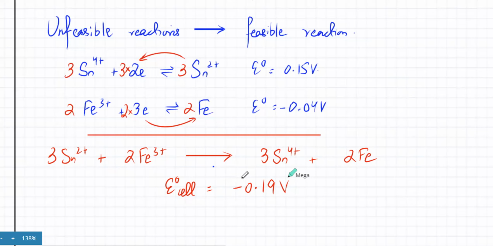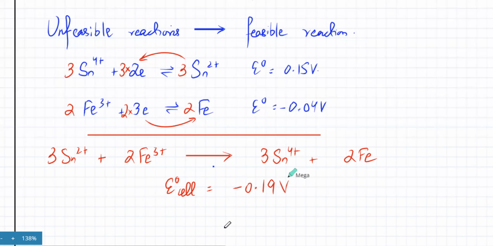So minus indicates that it's unfeasible. It's not going to happen. What minus indicates is that you got the arrow directions wrong. It's going to happen in the opposite direction. Is that clear? Yes. So now the task is, what will you do to make this reaction feasible? How would you change the conditions so that this reaction becomes feasible?